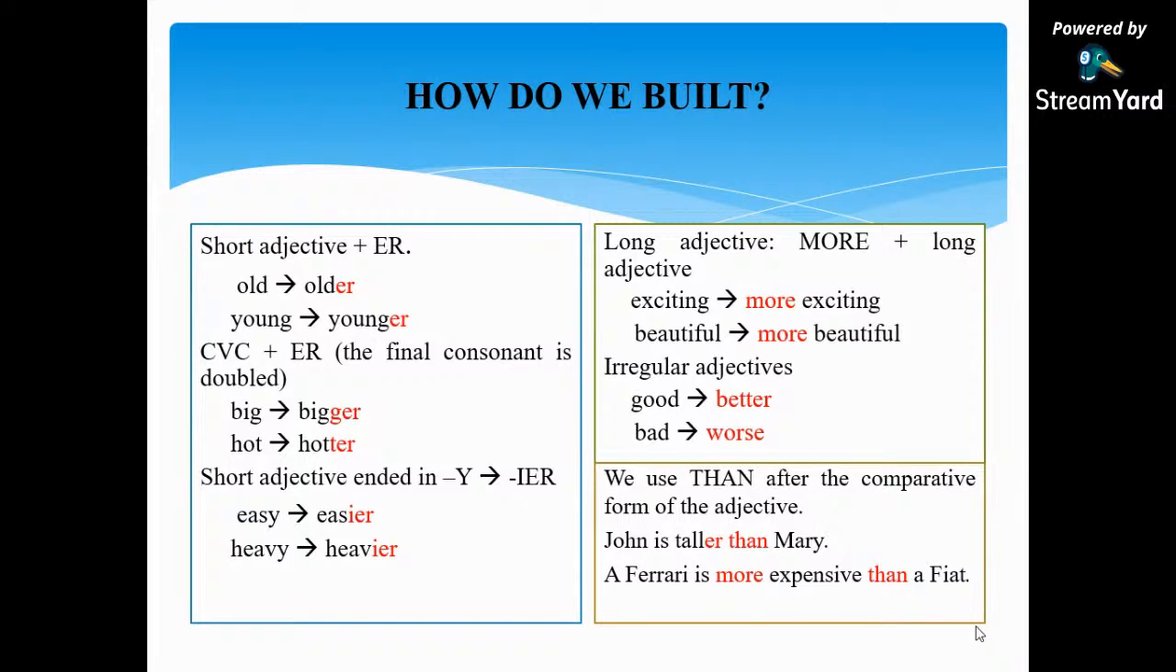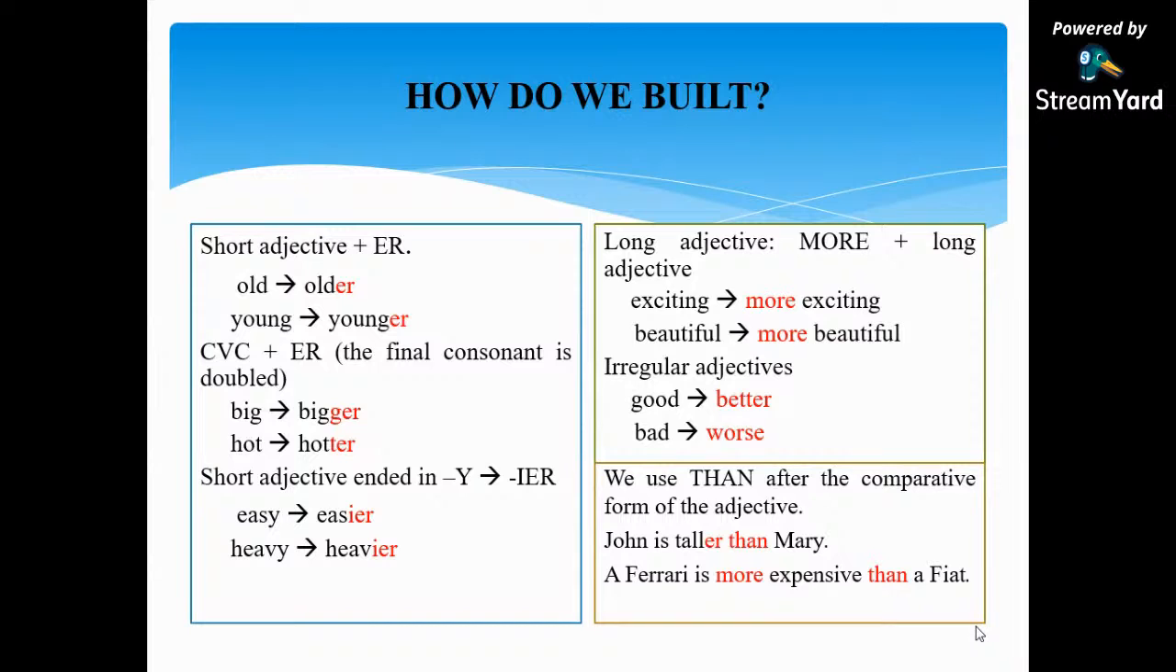Then, every time that we have a consonant-vowel-consonant ending in the adjectives, we tend to add the -er ending, but the final consonant of the adjective will be doubled. For example, big and hot, which we can perfectly check have the consonant-vowel-consonant ending rule, turn into bigger with double G and hotter with double T.